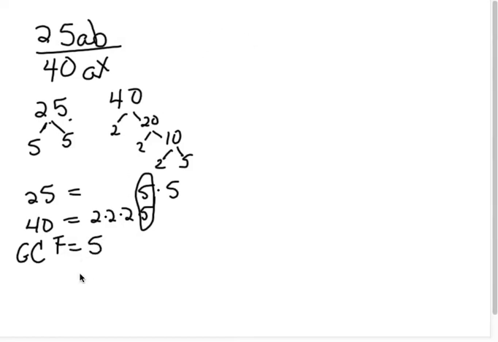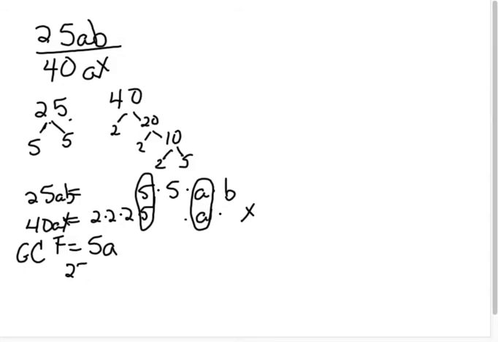So now I can say that 20, oops, I forgot, this is AB, and this is AX. I forgot to put that in there. So this is going to be times A times B, and this we also need to add in here times A. So when I rewrote the problem, I saw my error, and my greatest common factor is not 5. My greatest common factor is 5A.